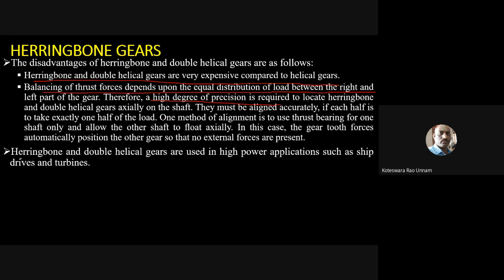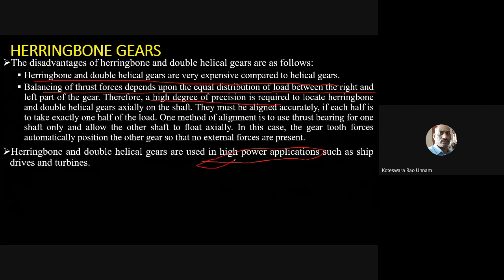Herringbone and double helical gears are used in high power applications. We already saw that as an advantage: you can transmit a large amount of power or torque through herringbone or double helical gears. Examples for that are ship drives and turbines. So you can use herringbone gears in ship drives and turbines.